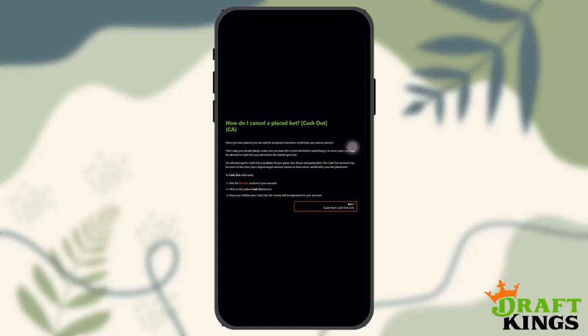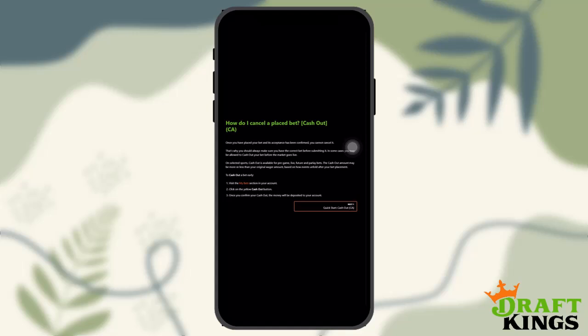In some cases, you may be allowed to cash out your bet before the market goes live. On selected sports, cash out is available for pre-game, live, future, and parlay bets. The cash out amount may be more or less than your original wager amount based on how events unfold after your bet placement. To cash out a bet early, visit the My Bets section in your account.